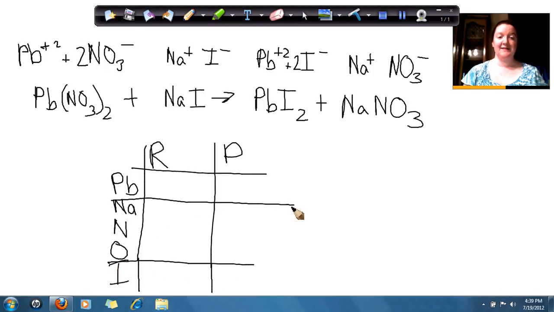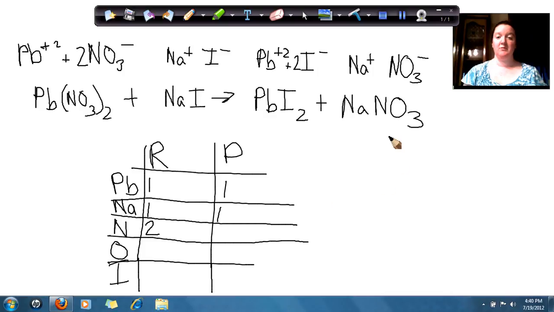So if we look at lead, right now on this side I have 1 and on this side I have 1, so I'm going to put a 1 on this side. So now let's look at our sodium. On this side I have 1, and on this side I have 1. That works out. Let's look at our nitrogen. If we look on this side, we have 2 nitrogen. But if I look over on this side, there's only 1 nitrogen. So that means I need to put a coefficient of 2 in front of my sodium nitrate.